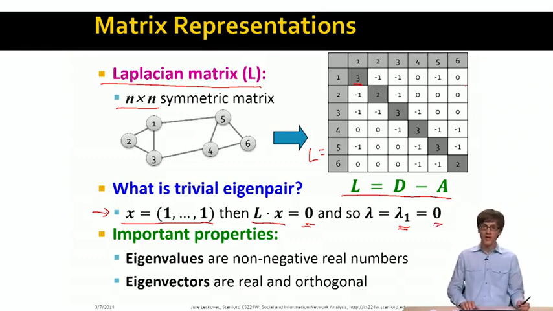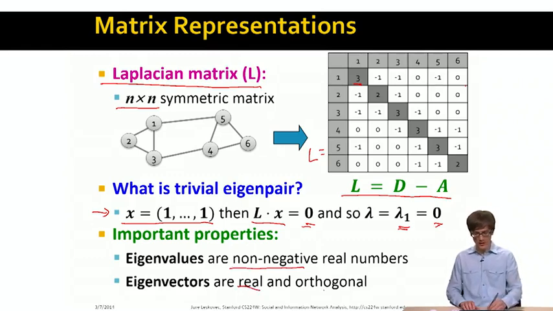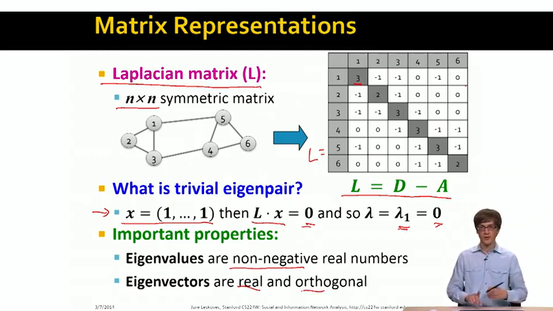And then what are other important properties of this Laplacian matrix? First is that eigenvalues are non-negative real-valued numbers. And the second one is, again, that eigenvectors are real and orthogonal. Orthogonal means that when I do a dot product of two eigenvectors, their dot product is 0.